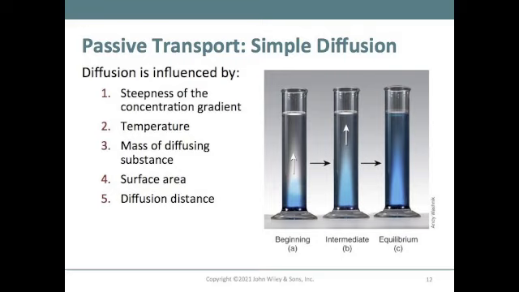It can also be influenced by the mass of the diffusing substances. The larger the mass of the diffusing particle, the slower its diffusion rate. Smaller molecules diffuse more rapidly than larger ones. Also, the surface area can affect diffusion. The larger the membrane surface area available for diffusion, the faster the diffusion rate will occur. And also the distance of diffusion. The greater the distance over which the diffusion must occur, the longer it takes.